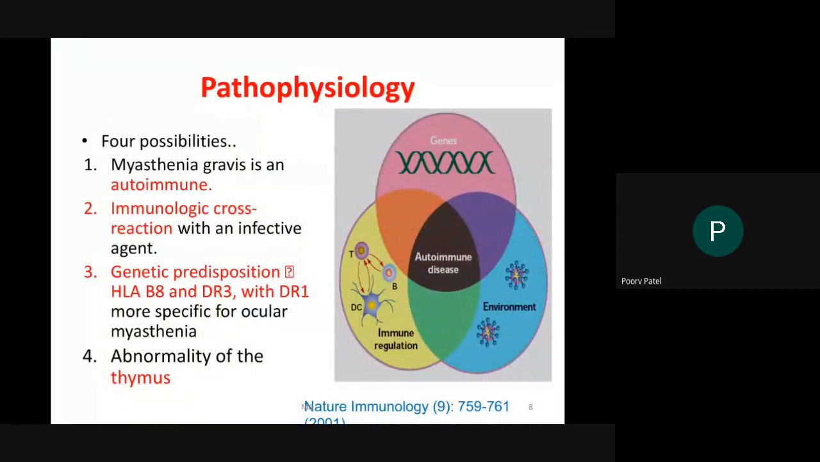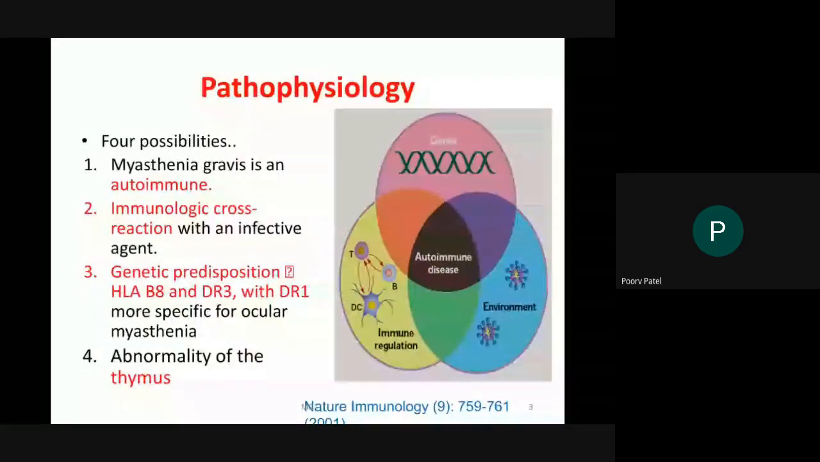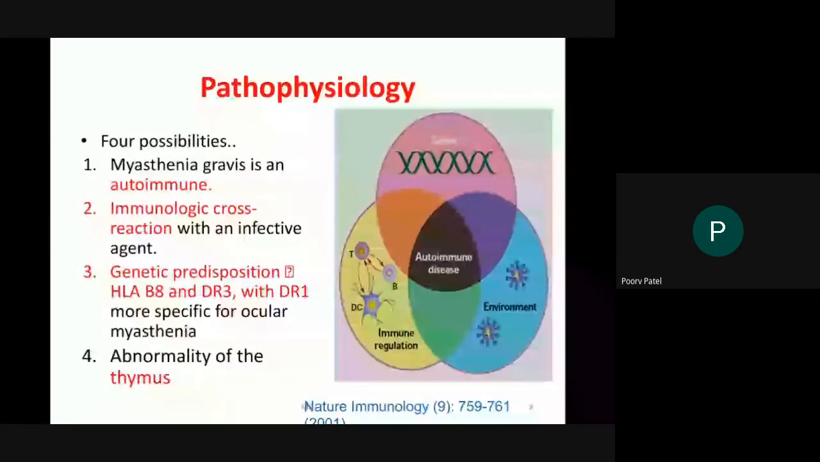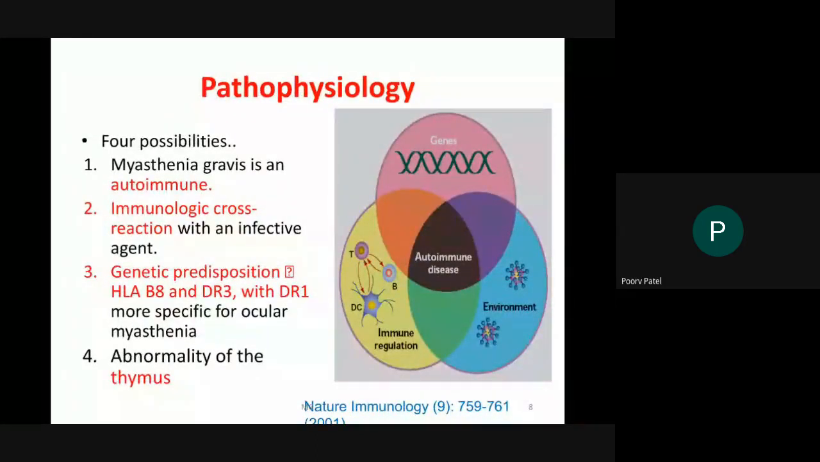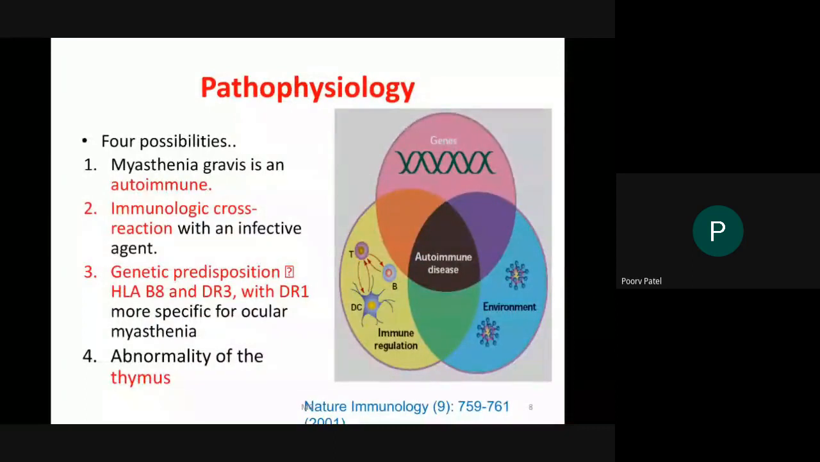Second is immunological cross reaction with infective agents. Because of the infection, the body has formed some antibodies. Because of the formation of these antibodies, they start reacting to the neuromuscular junction and muscle receptors and destroy them. Third is genetic, which is normally seen in congenital cases. These are the two main genes which are affected: HLA-B8 and DR3. Fourth is abnormality of the thymus. So the thymus is also thought to be involved.